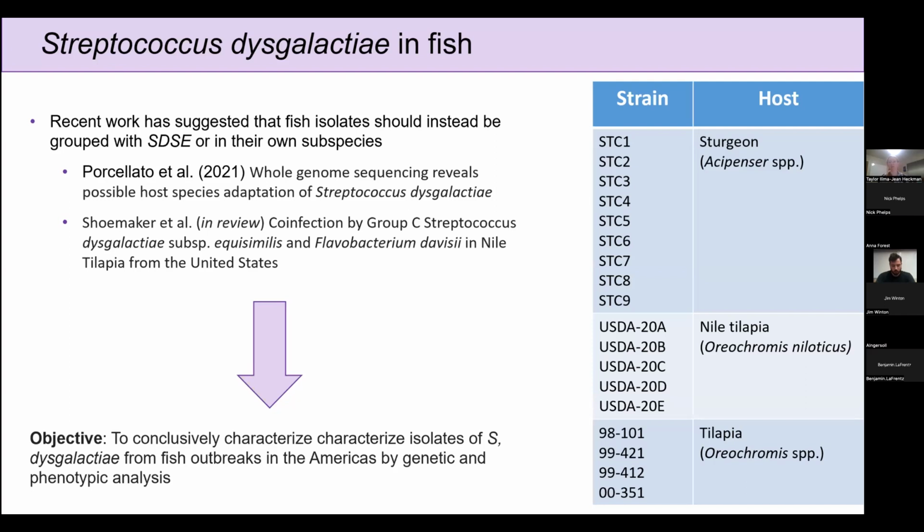So to do this, we used isolates collected from outbreaks both in a hybrid sturgeon farm in Uruguay and from tilapia in the US. So these were a range of years. The first was from 1998 and the most recent from 2020. And again, from both North and South America and two host types.